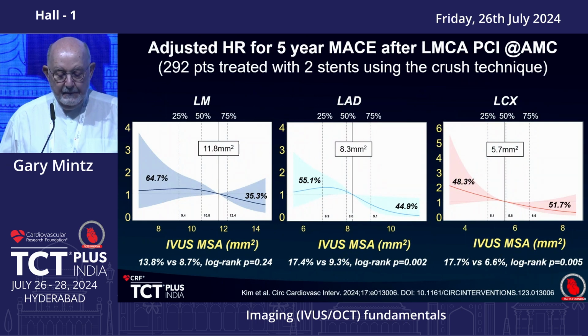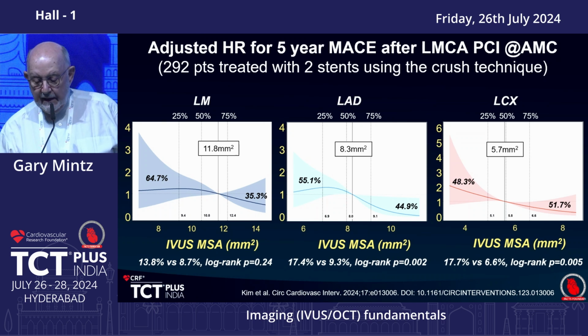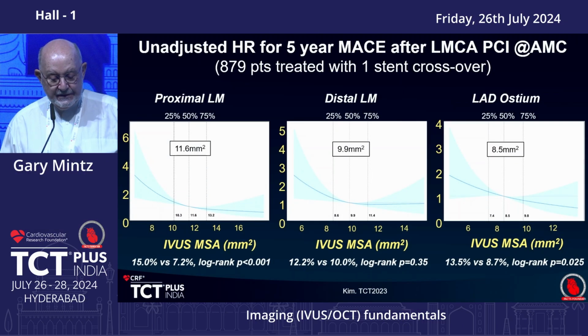But then back to Asan Medical Center, 5-year clinical follow-up data comes up with an MSA of 12 in the left main, 8 in the LAD, and 6 in the circumflex, and presented at TCT last fall, similar numbers with single stent as opposed to deliberate 2-stent strategies.